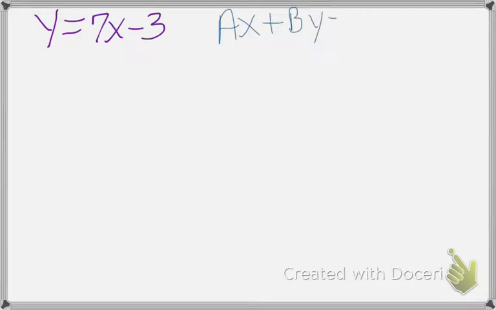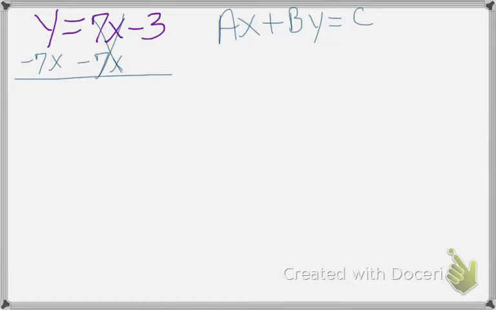y equals 7x minus 3. Standard form is ax plus by equals c, where a cannot be negative and it cannot be a fraction or a decimal. So when you move the 7x over here, how do we move it? Well, we do the opposite. It's a positive 7x, so minus 7x. That goes away.